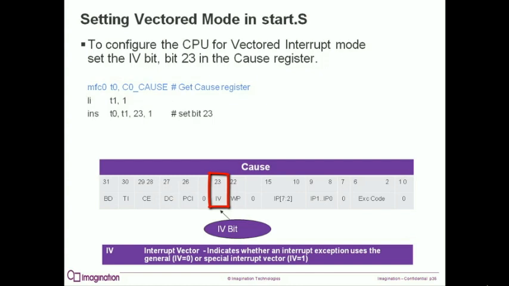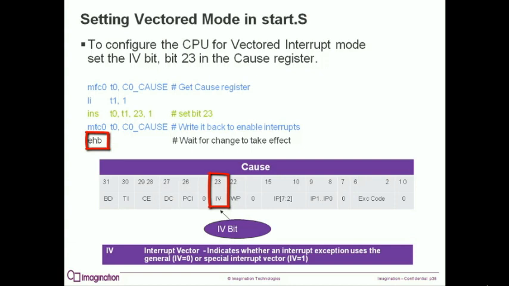Then the next two instructions will set bit 23 in the T0 register by first moving a 1 to the T1 register and then using the insert instruction, inserting the first bit of register T1 into bit 23 of register T0. Now that the bit is set, I will write the value back to the cause register using the move to coprocessor 0 instruction. I'll use the EHB instruction to clear any hazard barrier that could exist with the write to the cause register.